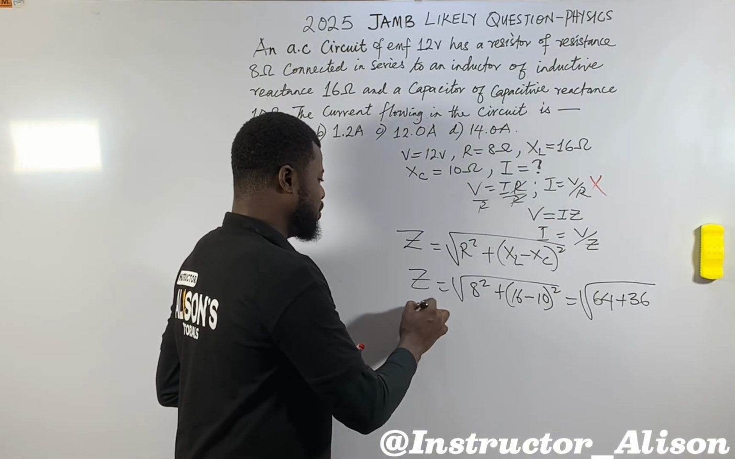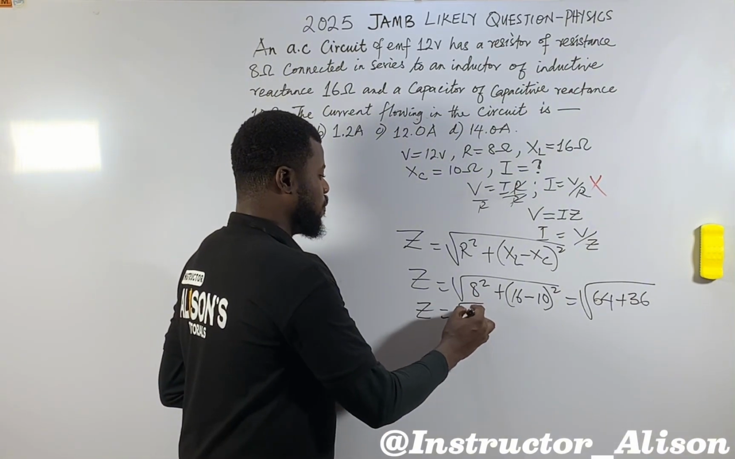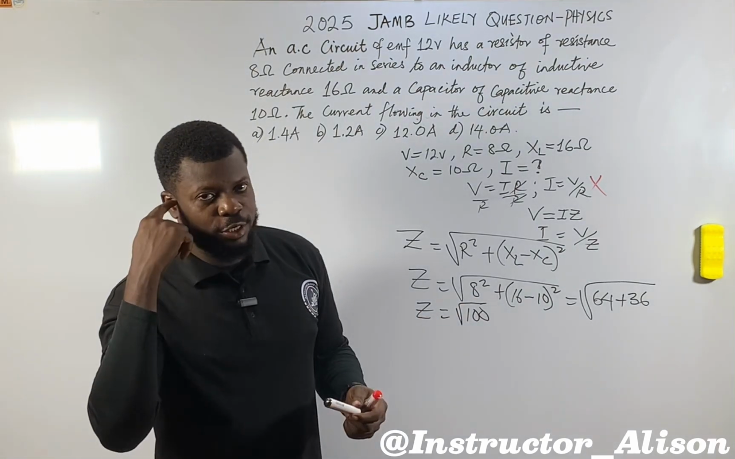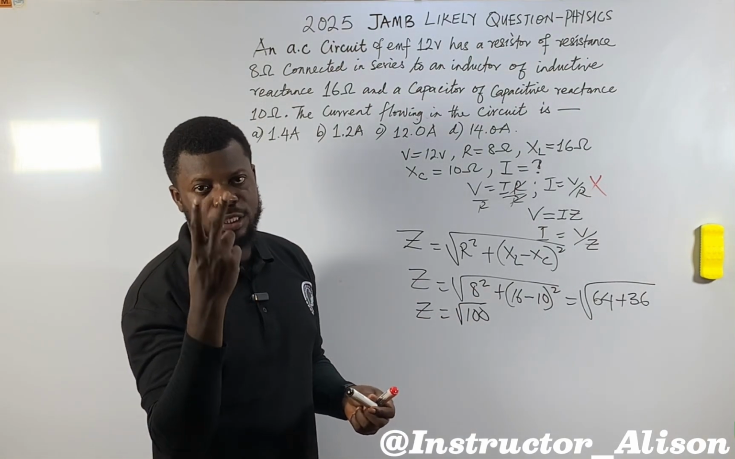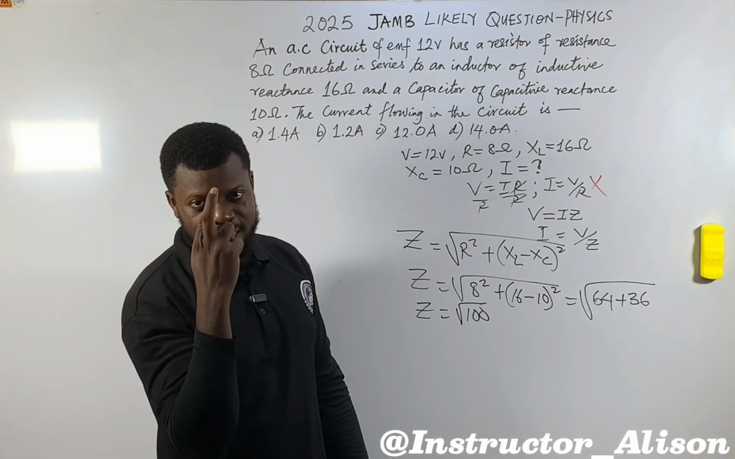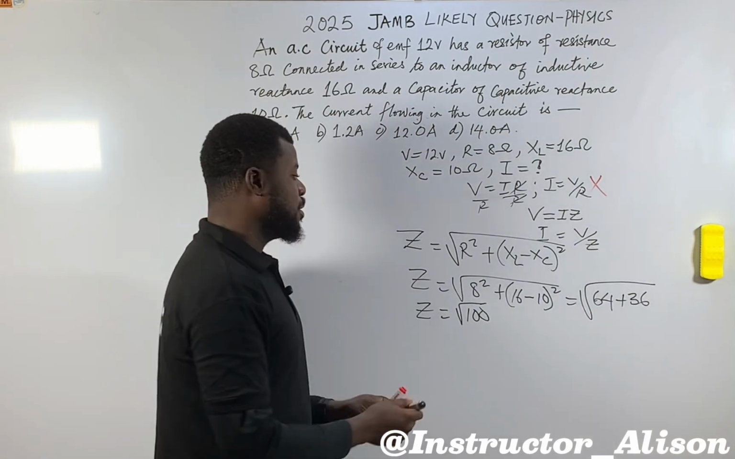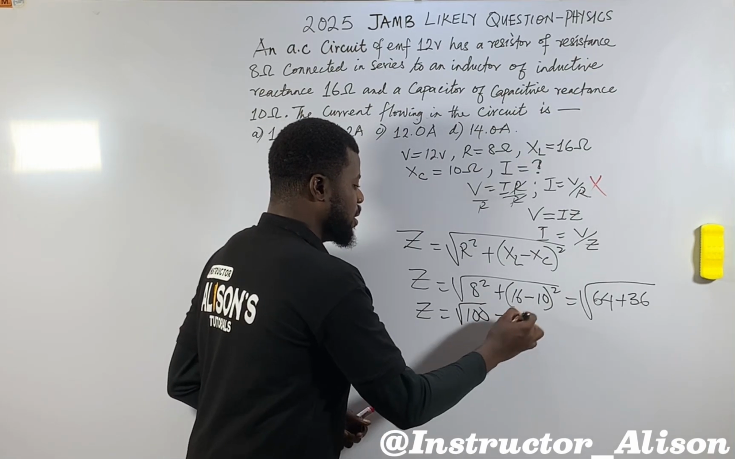So now Z will be equal to the square root of 100. You know the square root of 100: the two numbers that when they multiply themselves give you 100. It is 10. 10 times 10 is 100 now. So just pick one of them. So the square root of 100 is 10.